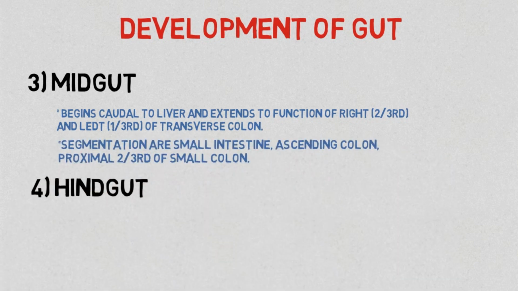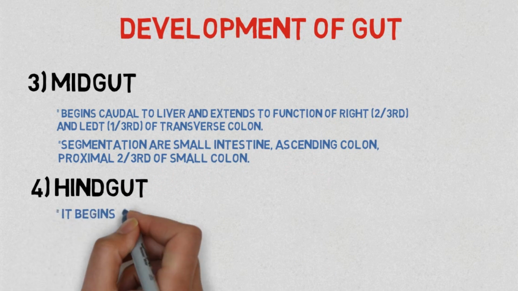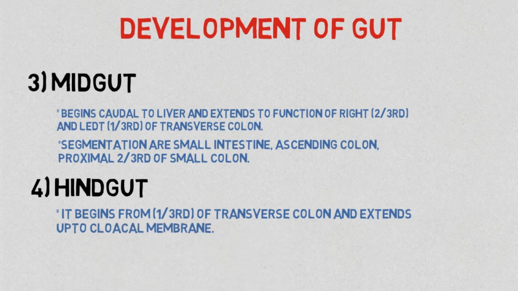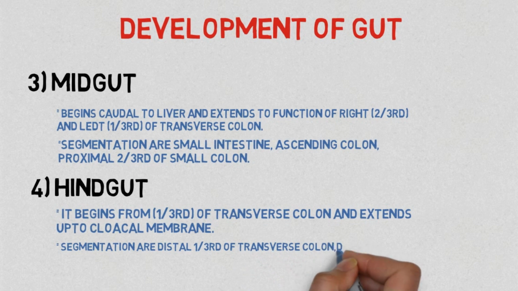Hindgut, it begins from the left 1/3 of the transverse colon and extends up to the cloacal membrane. Its segmentations are the distal 1/3 of the transverse colon, descending colon, rectum and cloacal part.